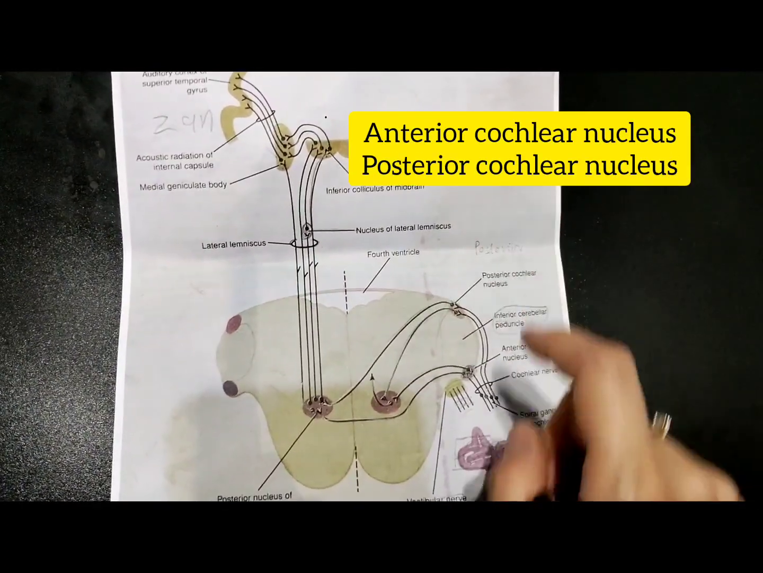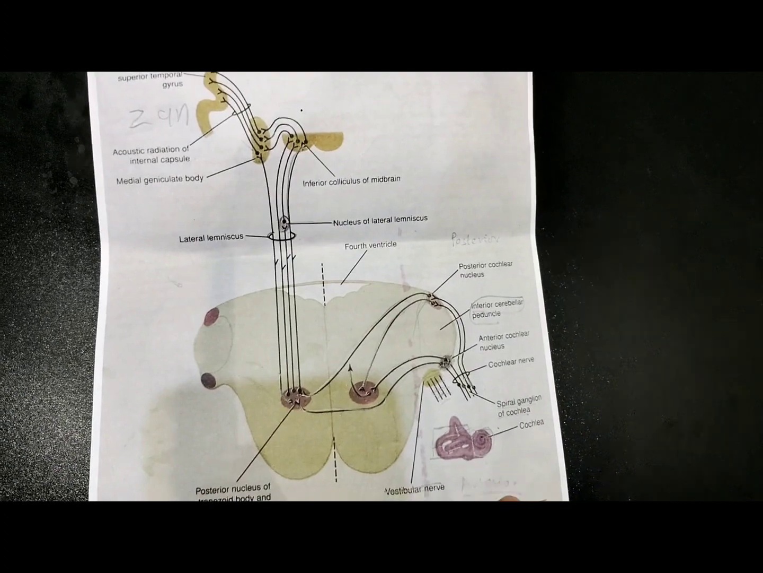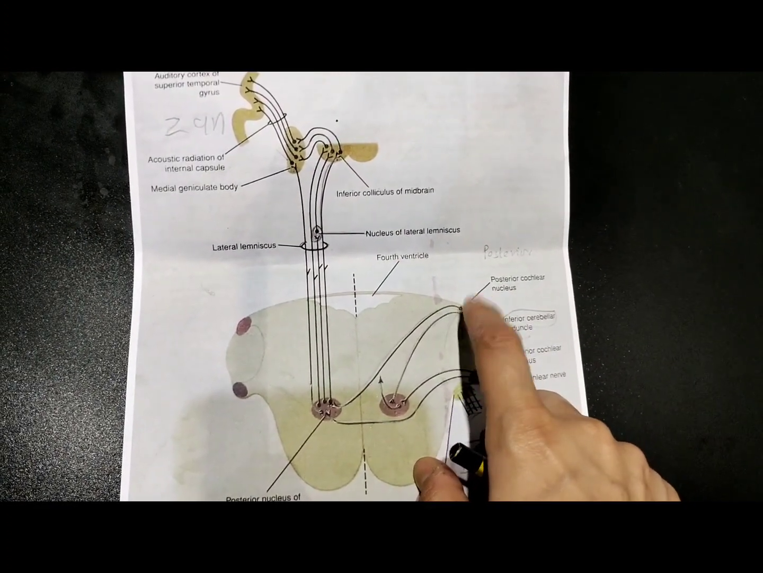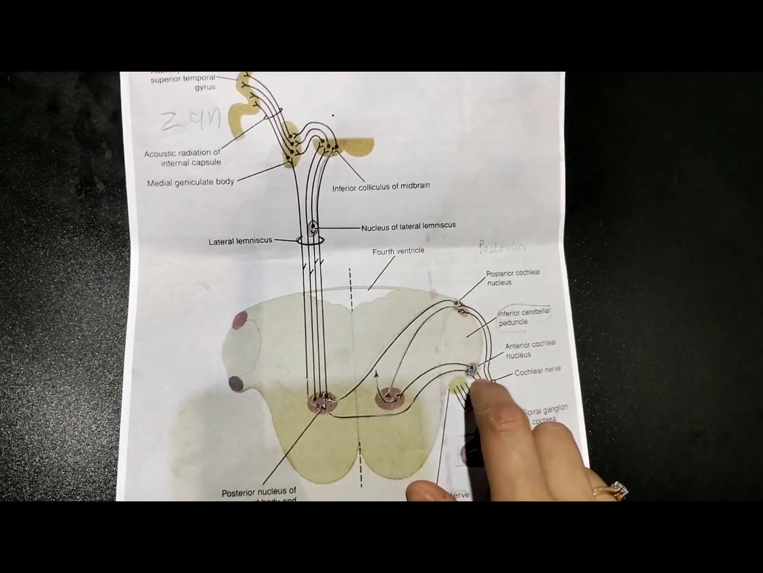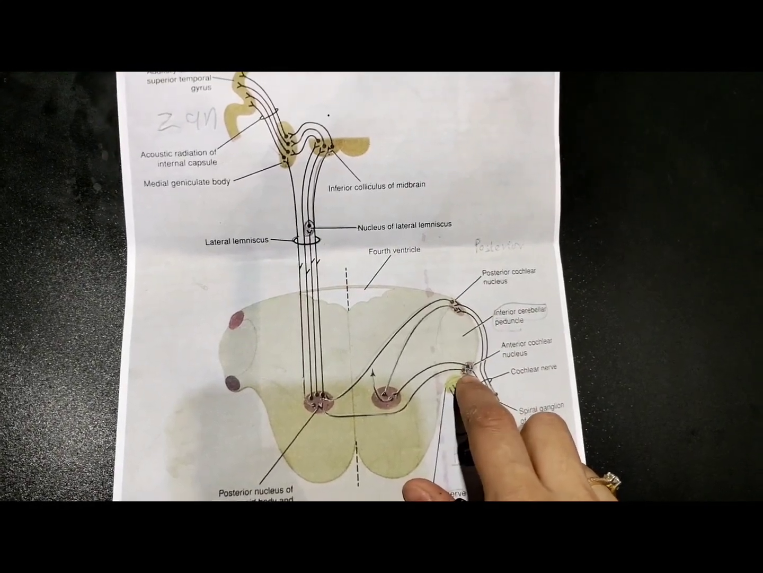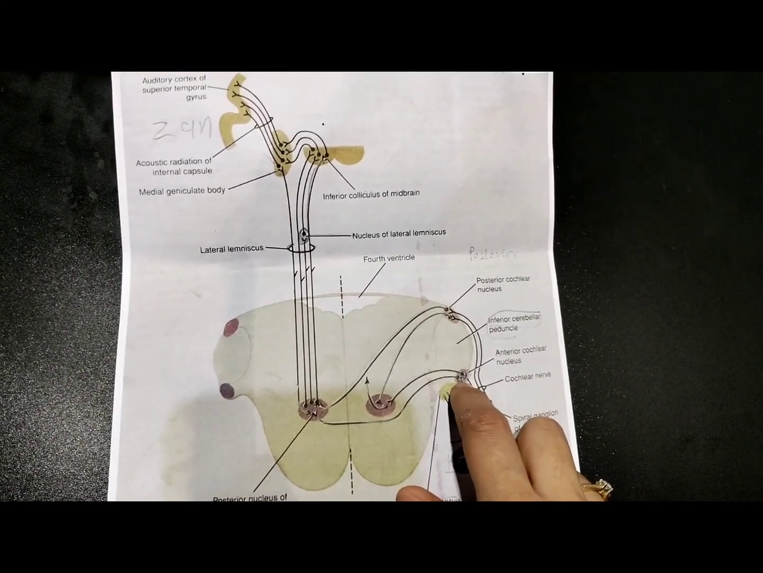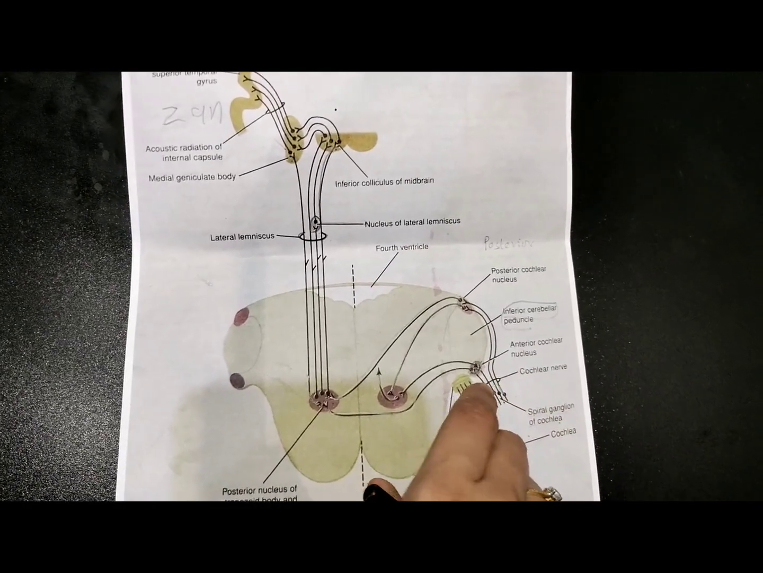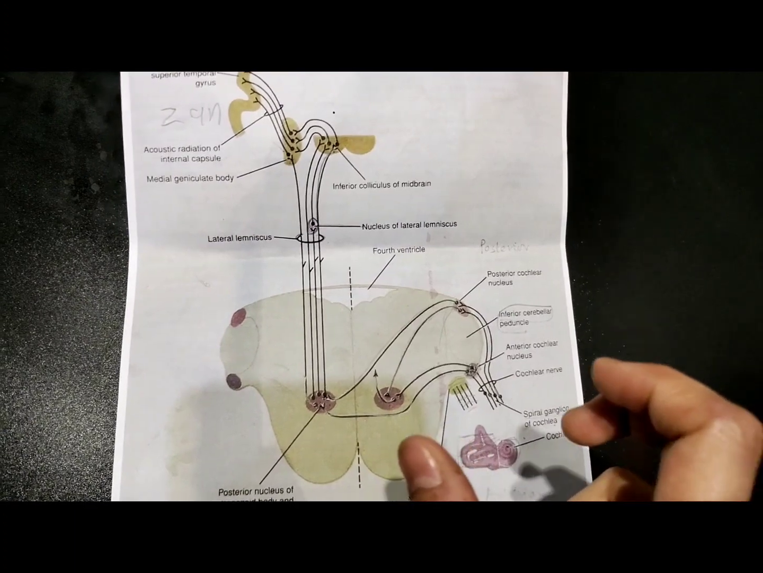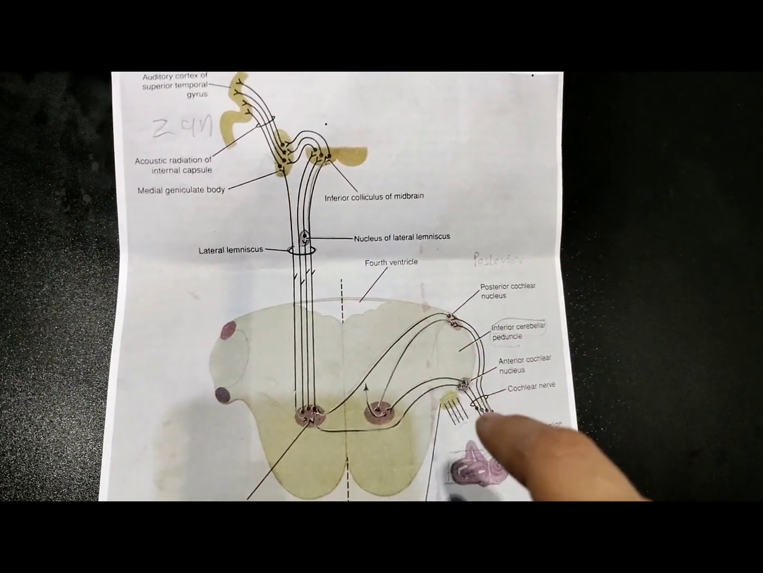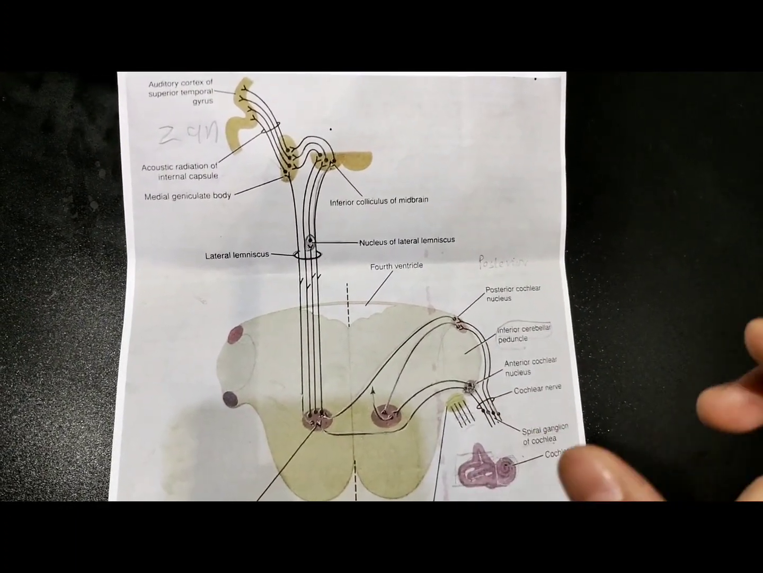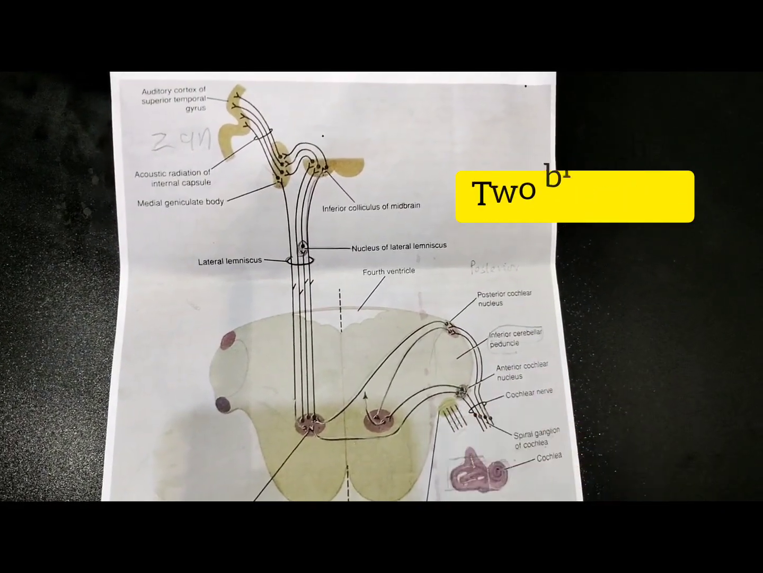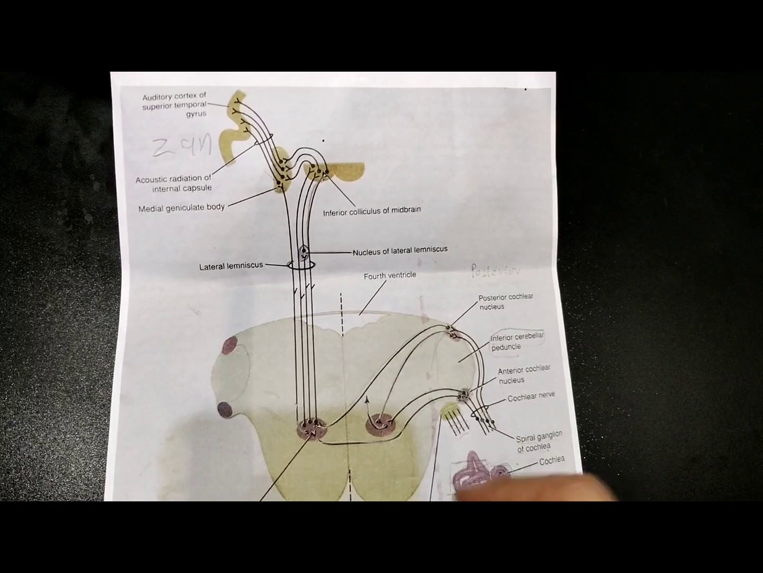This is the posterior side, this is the posterior surface, and this one is the anterior surface. So this particular pink circle is the posterior cochlear nucleus, and the nucleus anterior to it is named the anterior cochlear nucleus. Now when the cochlear nerve goes into the pons, it divides into two branches. One branch goes to the posterior cochlear nucleus and one branch goes to the anterior cochlear nucleus.